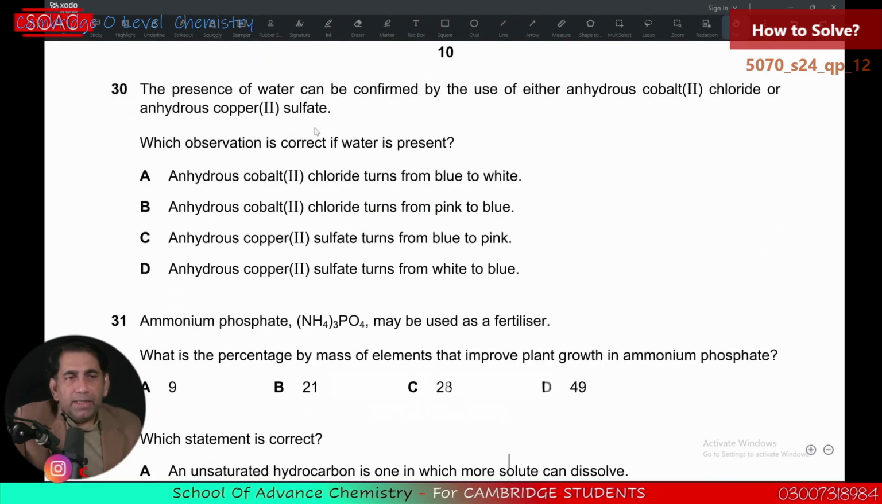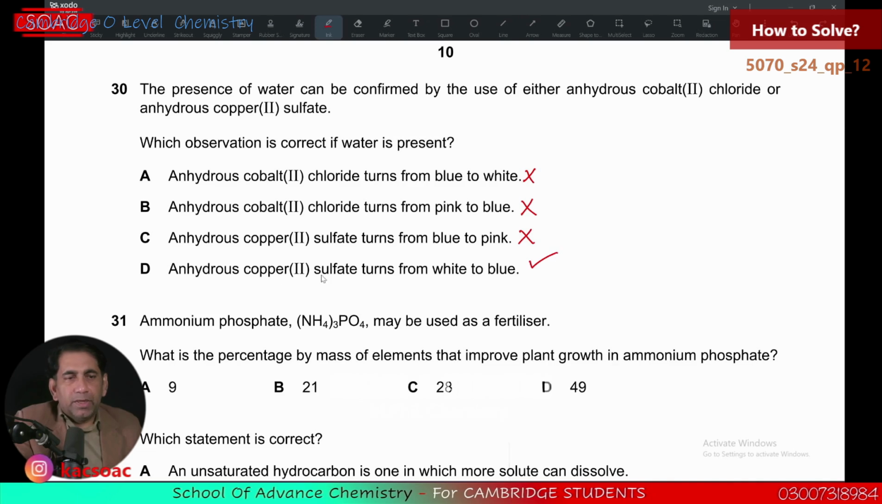Question number 30. The presence of water can be confirmed by the use of either anhydrous cobalt 2 chloride or anhydrous copper 2 sulfate. Which observation is correct if water is present? Anhydrous cobalt chloride turns blue to white. No, it's incorrect. Anhydrous cobalt chloride turns from pink to blue. No, it's incorrect. Copper 2 sulfate turns from blue to pink. No, incorrect. Copper sulfate turns from white to blue.